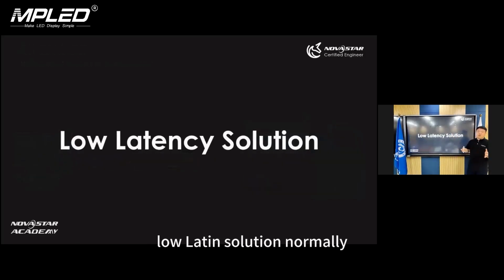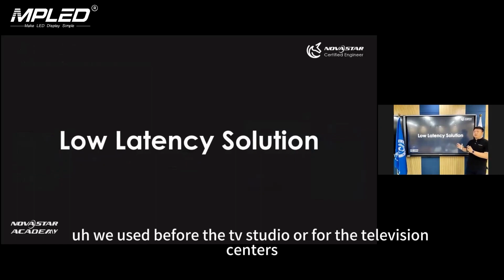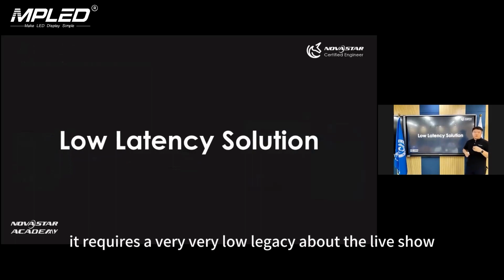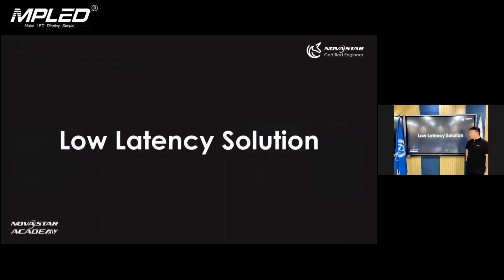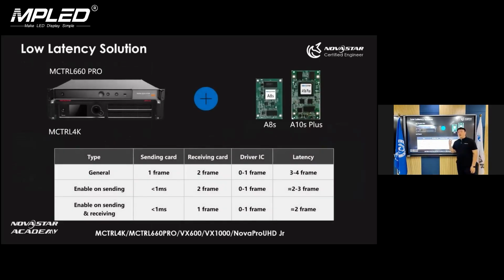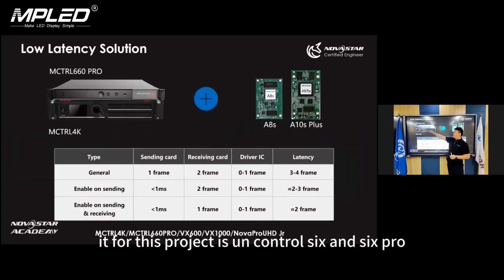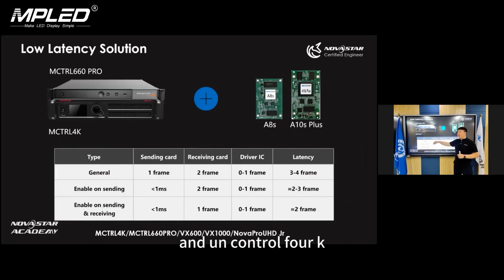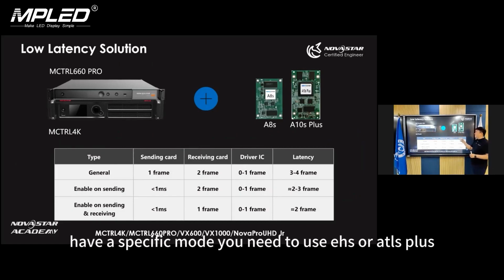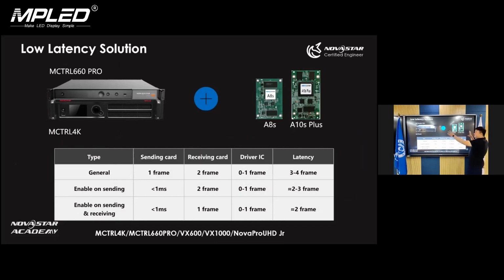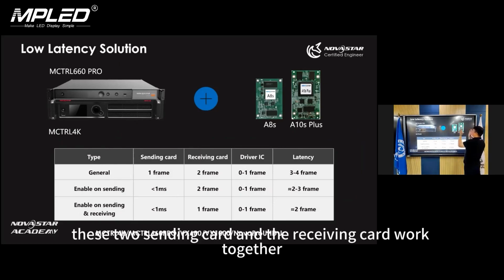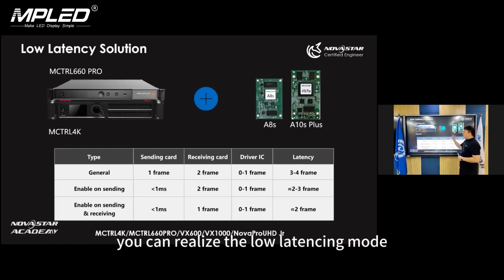Low latency solutions are normally used for TV studios or television centers. They require very, very low latency for the live show. So currently, NovaStar recommends for this project the M Control 600 Pro and M Control 4K. And on the receiving card side, we also have specific models you need to use, A8S or A10S Plus. These sending cards and receiving cards work together, and you can realize the low latency mode.